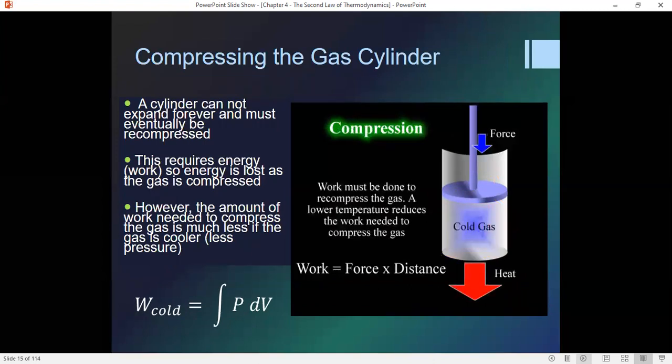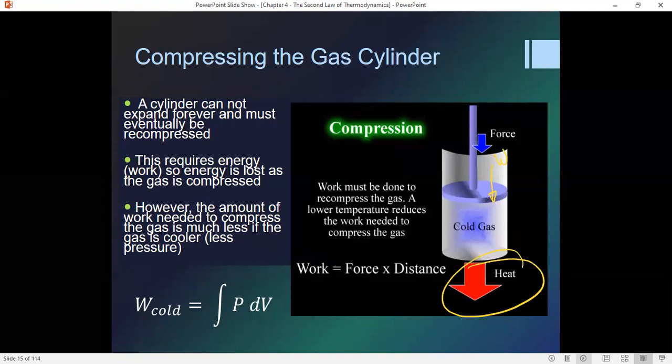But to repeat the cycle, to get back to the original state, we need to, after the gas is expanded, compress the gas back to its original level. Now, we want to expend the least amount of work returning it back to its original state. So what does that mean? That means make the gas as cold as possible by removing as much heat as possible.